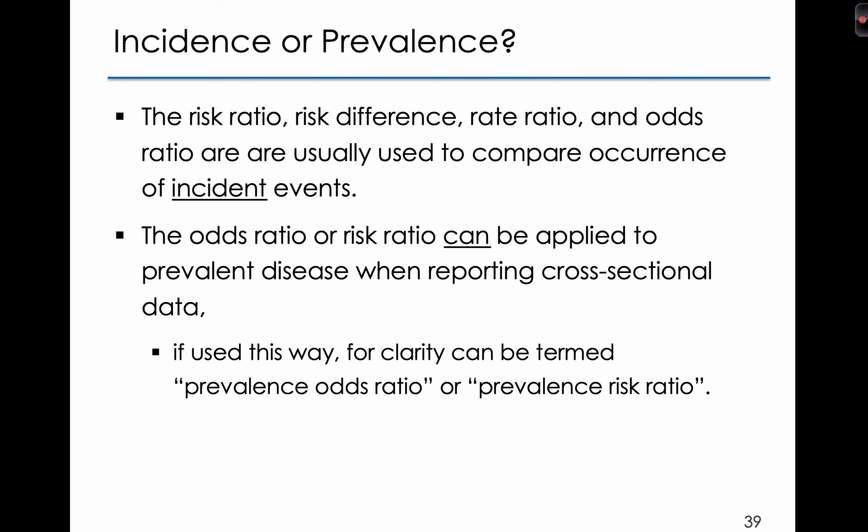So if you're going to use these measures in that way, for clarity, I would suggest that you term it, we calculated the prevalence odds ratio, or we calculated the prevalence risk ratio.